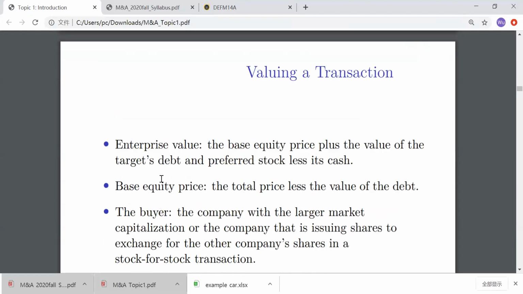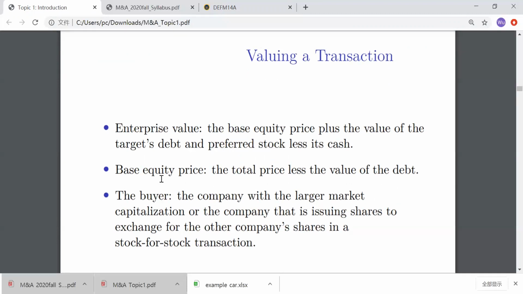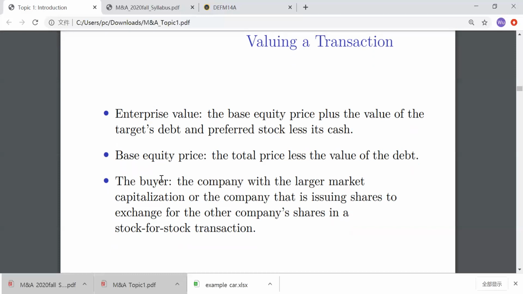Now, in mergers and acquisitions, a very important part, which we'll touch on in later topics, is how to value the transaction. When we talk about the value of a company, we typically are referring to enterprise value. What is enterprise value? It's the base equity price plus the value of the debt and the preferred stock, less cash. That's the enterprise value we're talking about. What is the base equity price? That's the total price less the value of the debt. Of course, I'm going to teach you how to value a company later when we talk about valuation, but this is the value that we talk about.